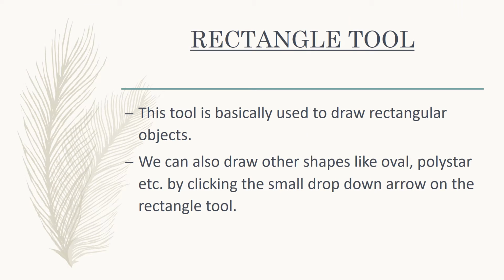Rectangle tool, which is basically used to draw different rectangular objects. We can also draw different shapes like oval, polystar, etc. by clicking the small drop down arrow on the rectangle tool. We will be discussing these tools one by one. So let's study.